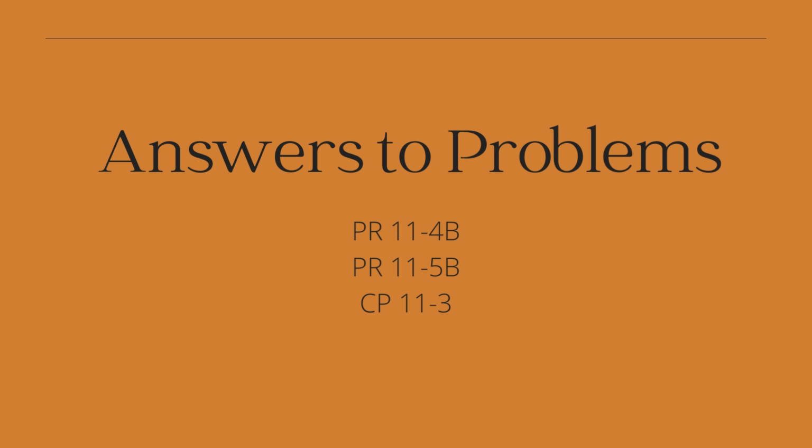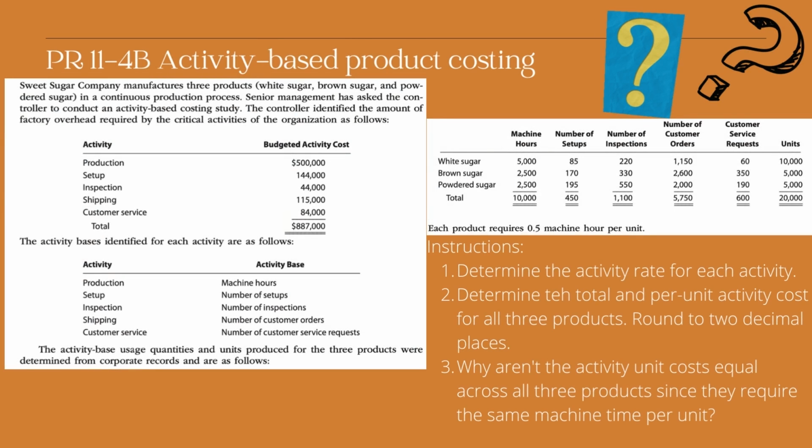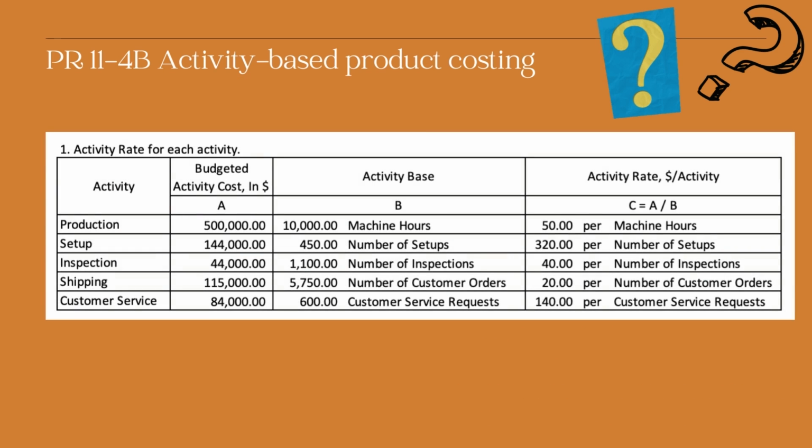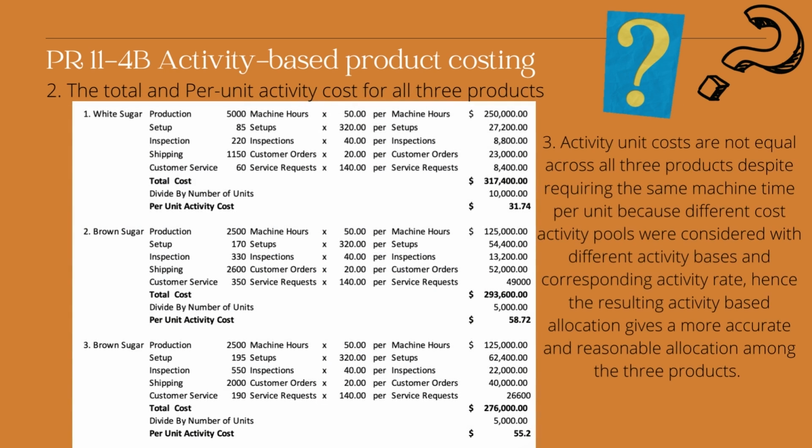For answers to problems, PR11-4B, PR11-5B, and CP11-3. So first, PR11-4B, activity-based product costing. Sweet Sugar Company manufactures 3 products, white, brown, and powdered sugar, in a continuous production process. Senior management has asked the controller to conduct an activity-based costing study. The controller identified the amount of factory overhead required by the critical activities of the organization as follows.